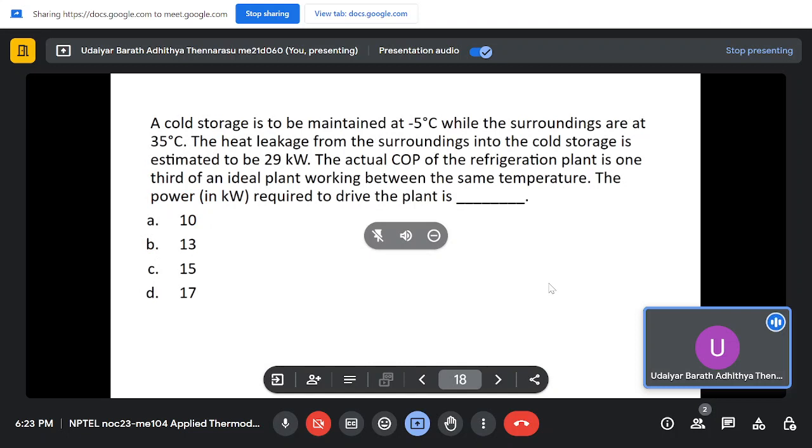To the next question: a cold storage is to be maintained at minus 5 degrees Celsius while the surroundings are at 35 degrees Celsius. So again two temperature levels, minus 5 and 35 degrees Celsius. The heat leakage from the surroundings into the cold storage is estimated to be 29 kilowatt. The actual COP of the refrigeration plant is 1/3 of an ideal plant working between the same temperatures. The power in kilowatt required to drive the plant is dash.